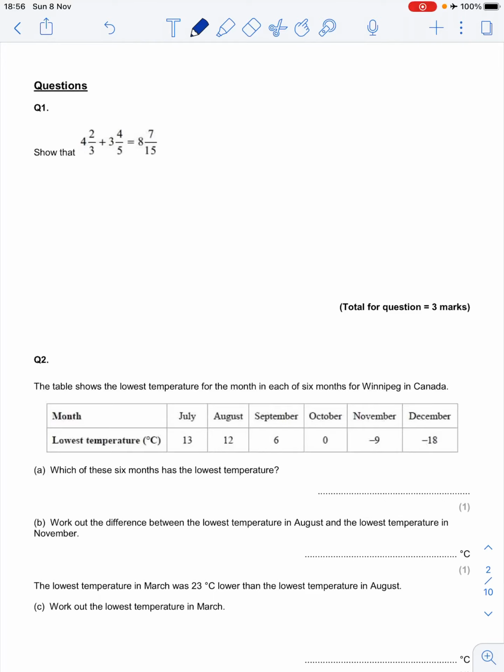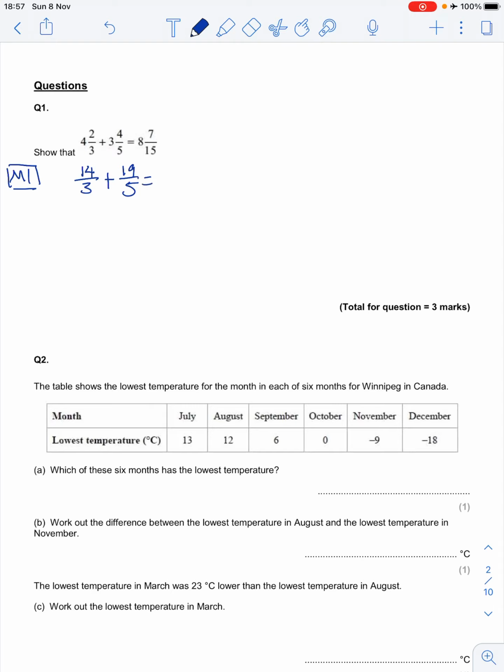Question 1, we want to show that 4 and 2 over 3 plus 3 and 4 over 5 is equal to 8 and 7 over 15. There are two methods. Method 1, you convert both fractions into improper fractions. So 4 and 2 over 3 becomes 3 times 4 is 12, plus 2 is 14 over 3, plus 3 times 5 is 15, plus 4 is 19 over 5.